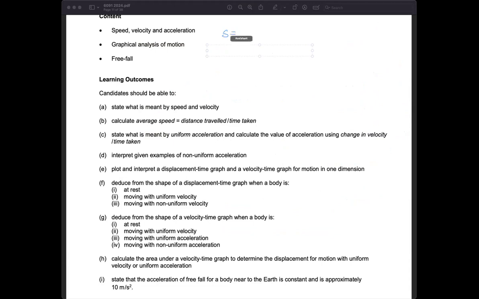Speed is equal to distance over time. Velocity is equal to displacement over time. So your definition will be: speed is the rate of change of distance, and velocity is the rate of change of displacement. This is the definition that you all need to remember.